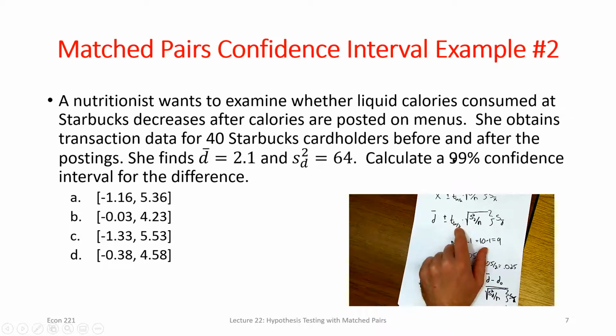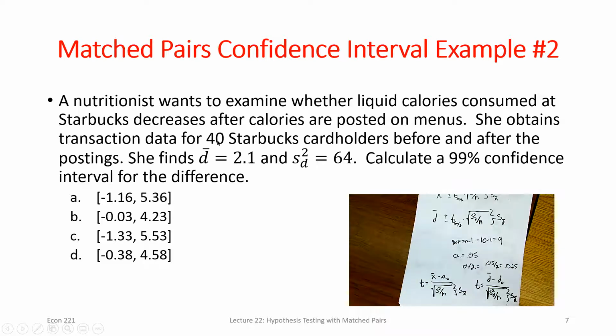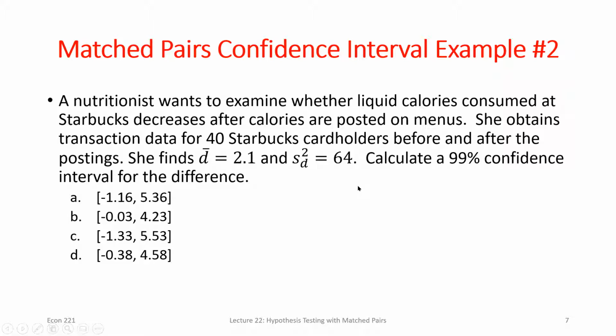So our alpha, the 99% level, will be 0.01. So there's going to be half of alpha on each side. So 0.01 divided by 2 is 0.005. Our degrees of freedom, well, if our sample size is 40, remember degrees of freedom is just n minus 1. So 40 minus 1, our degrees of freedom is 39. So 0.005 at a degrees of freedom of 39.